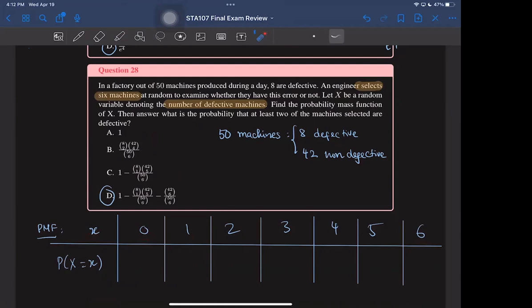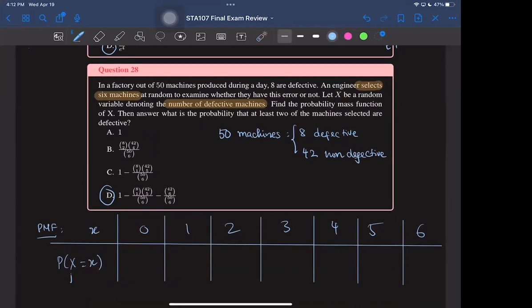And in the second row, we want to fill in the probability that the random variable X is equal to a specific value x. Remember that the uppercase denotes a random variable and the lowercase denotes a specific value.